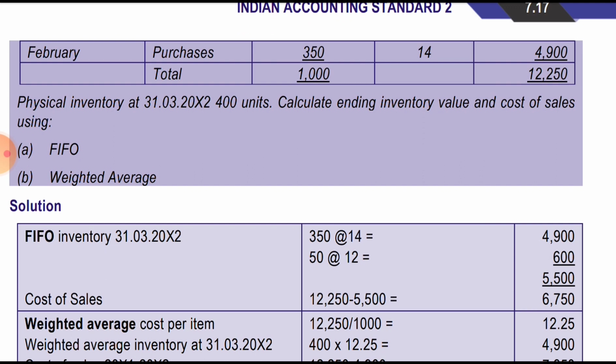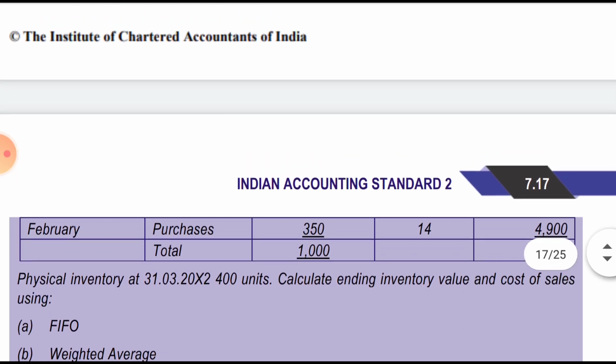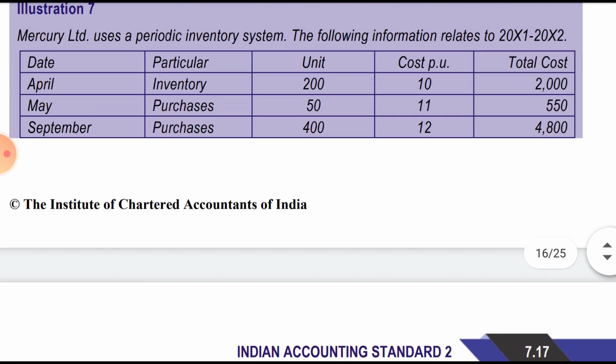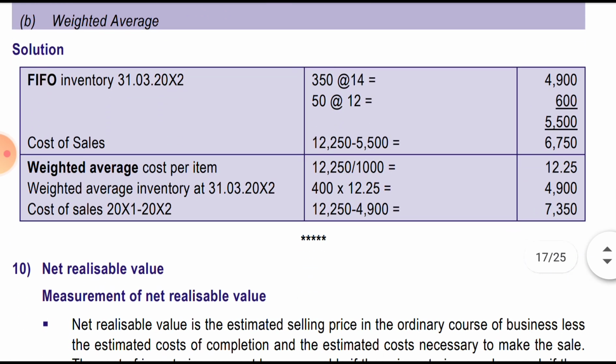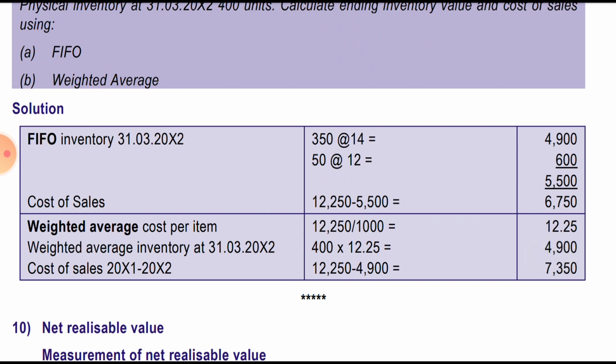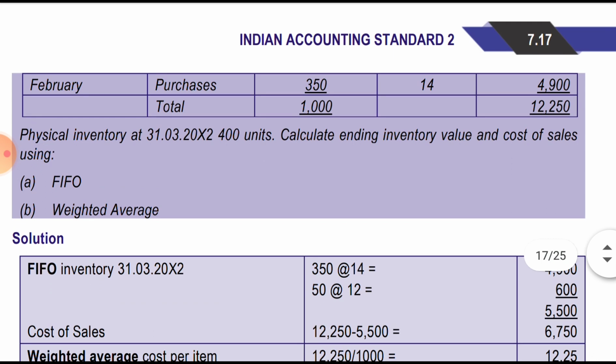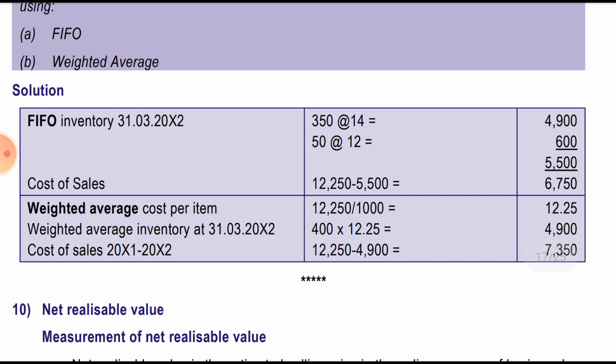So it is much simple. See, we have to calculate for 400 units. If we go by FIFO method, the cost will be 350 into 14, and the remaining 50 will be from this September purchase, that is 50 into 12. So we'll get the total cost of 5,500. This is the closing stock. And to calculate the cost of sale, the total cost is 12,250. Of that the closing stock is 5,500, so the balance is sold, so that becomes the cost of the sale.